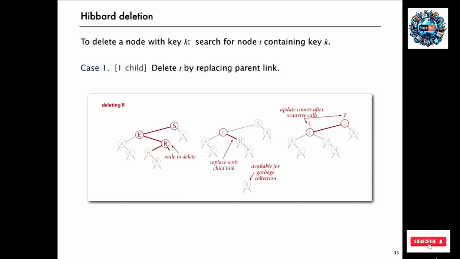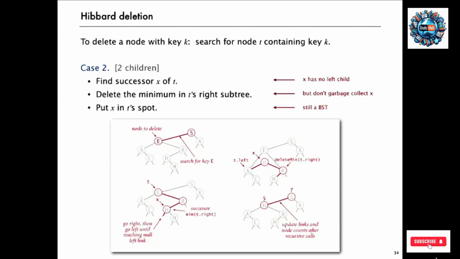So 0 children, no problem. 1 child, no problem. The problem is what happens when there's 2 children. So say we want to delete node E in this tree. We can get rid of the node, but we have only one link pointing to it, but we have 2 links pointing down from it. So what are we going to do with those 2 links? Well, the Hibbard deletion mechanism, which is pretty old, 50 years ago it was proposed, says go ahead and find the next smallest node in the right subtree of that tree.